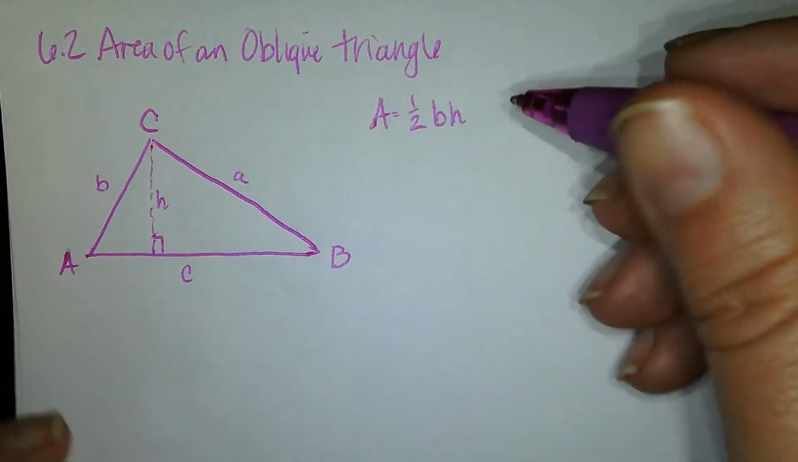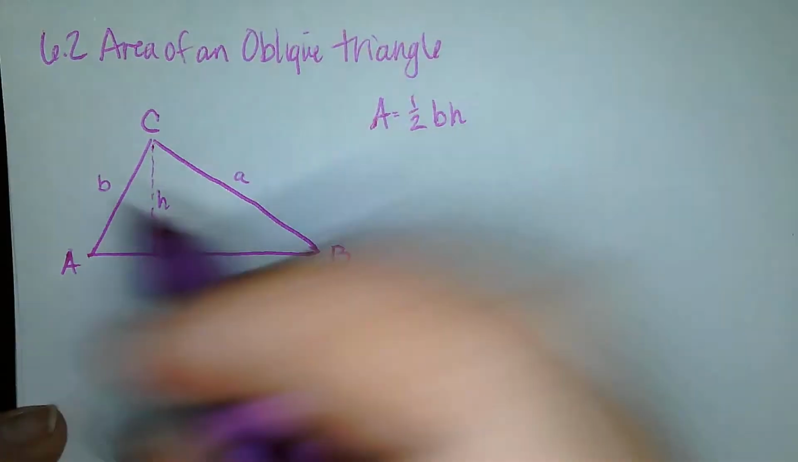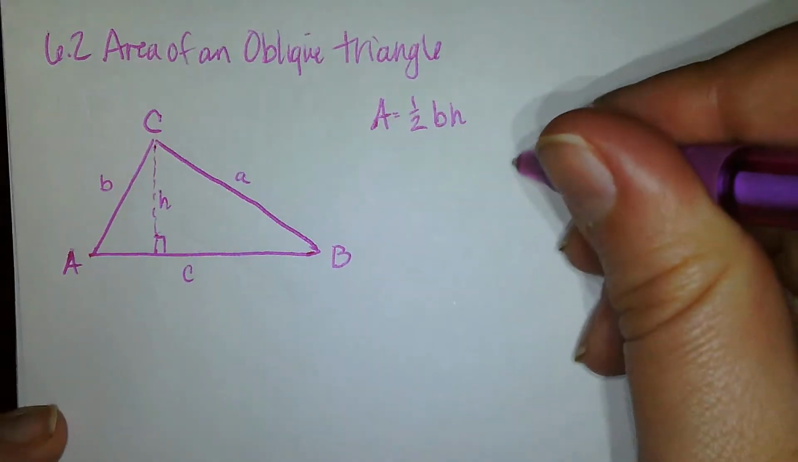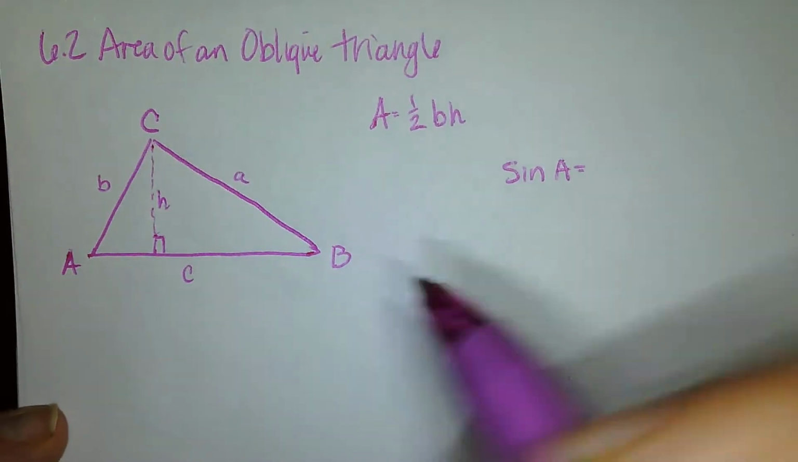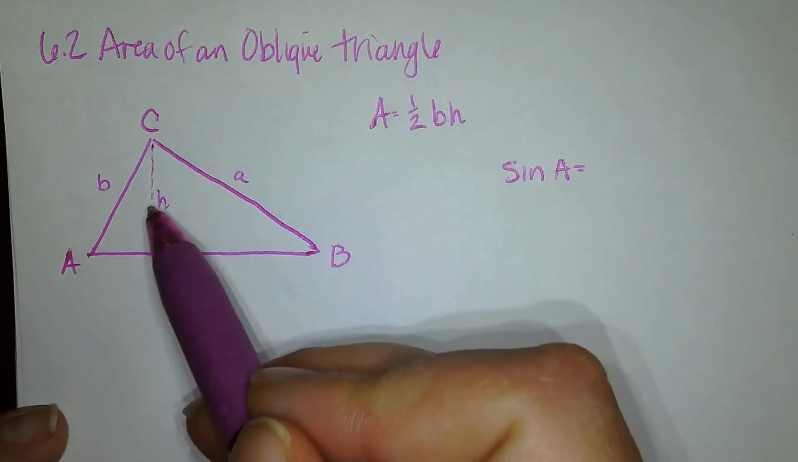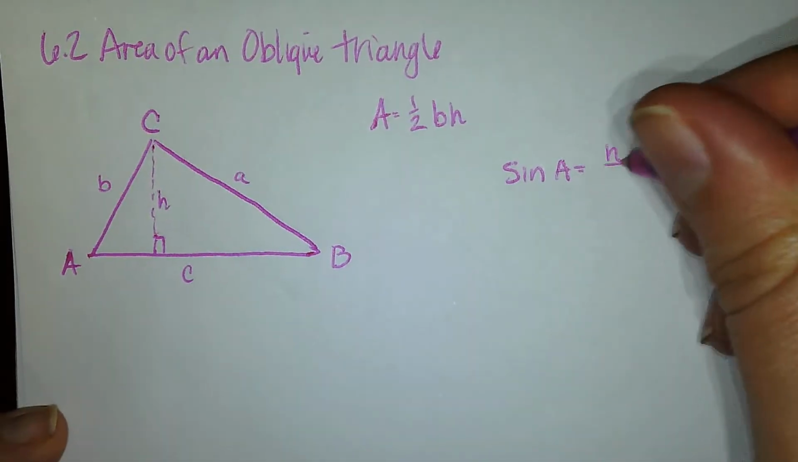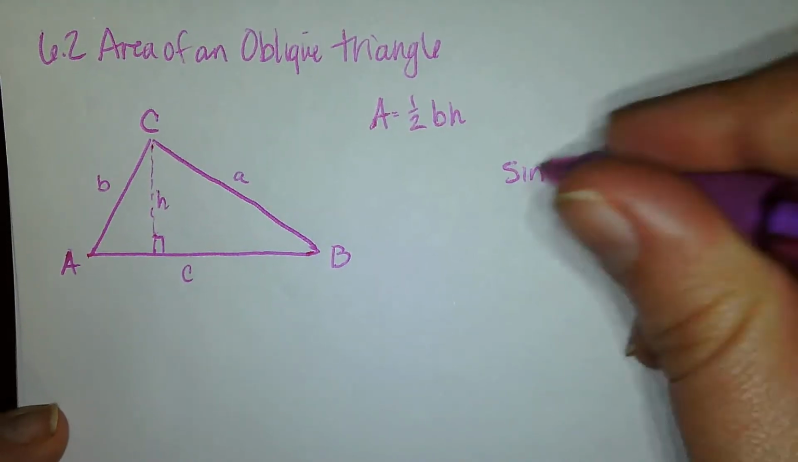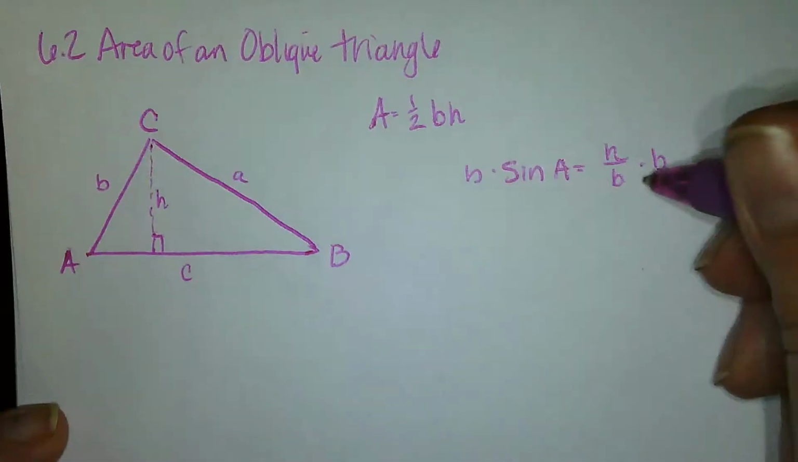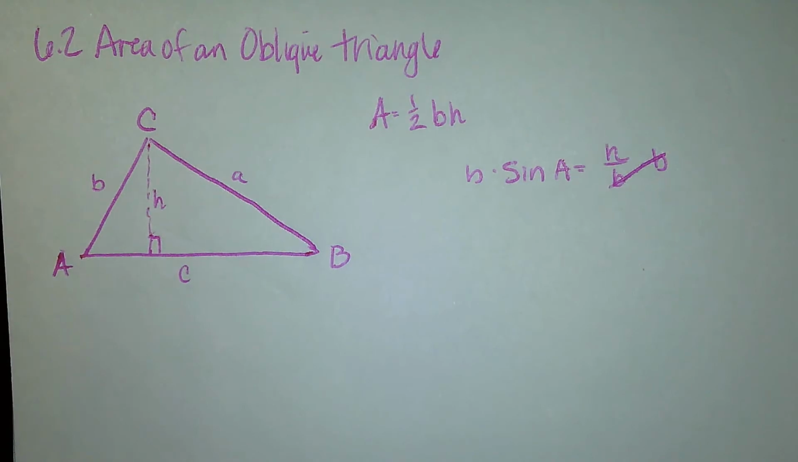Now let me write that out for you. So sine of A is equal to opposite over hypotenuse, right? h over b. So to solve for h, we would multiply times b over here. So you see, that's how we get h.